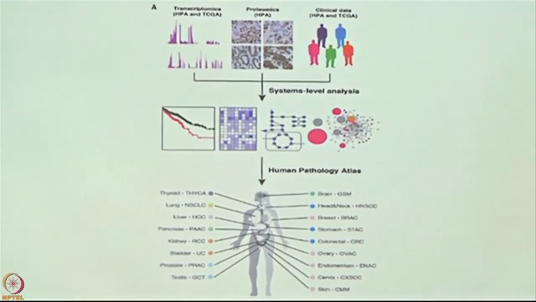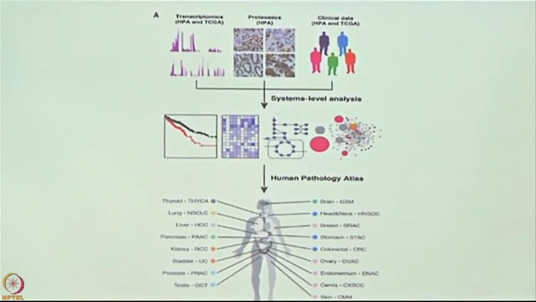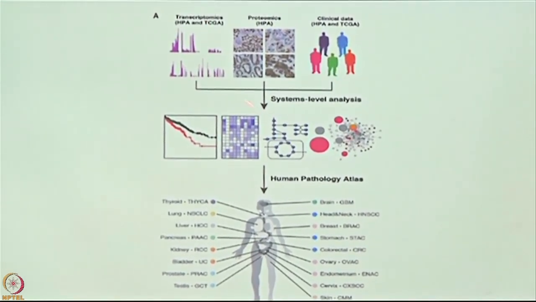How do you determine that gold chain? So the transcriptomics was taken from the Cancer Genome Atlas and the HPA. The HPA contains the immunohistochemistry stained images, and the clinical data was got both from HPA and the Cancer Genome Atlas. A systems level analysis was done that gave rise to the human pathology atlas. So when you look at this diagram on the website, you can click any of these cancers and you will be taken to that data.